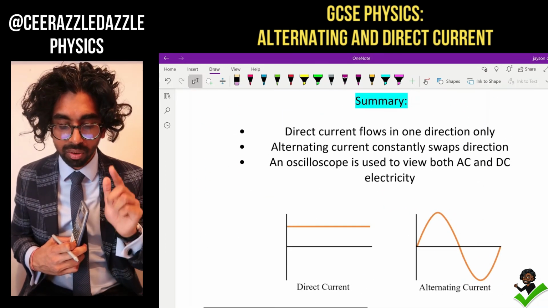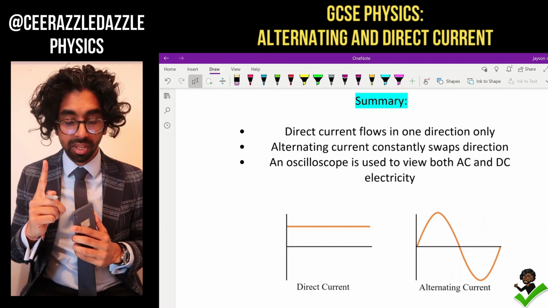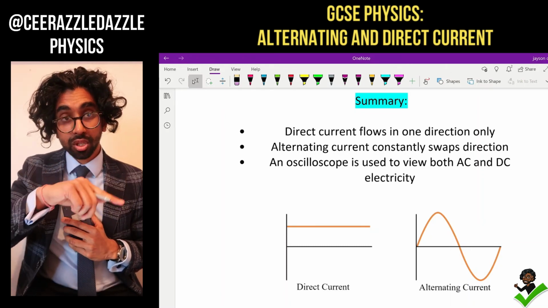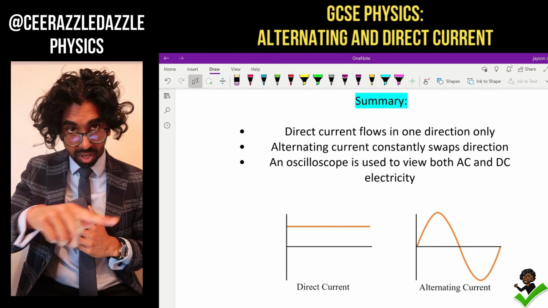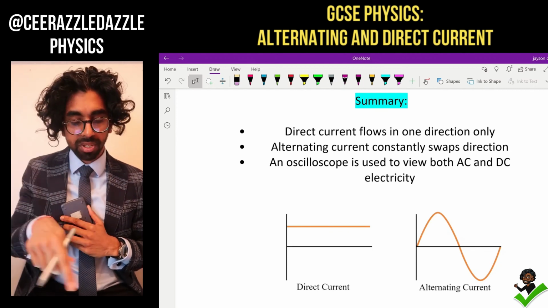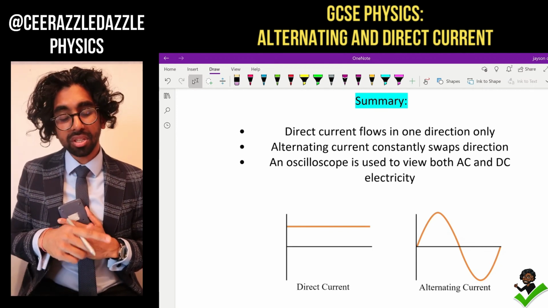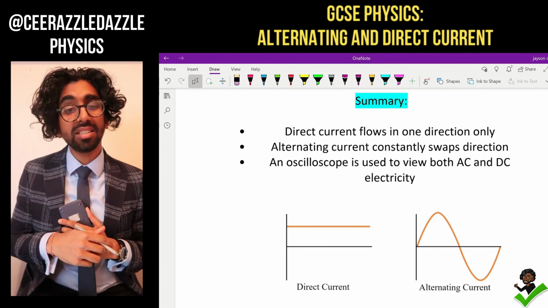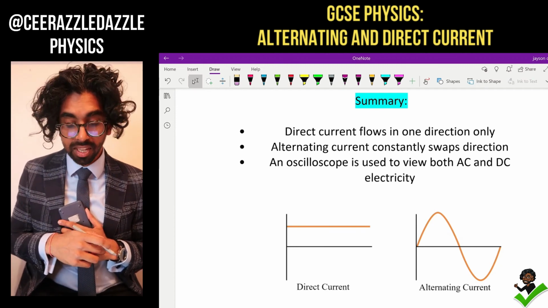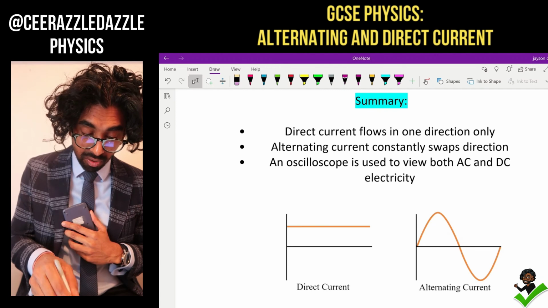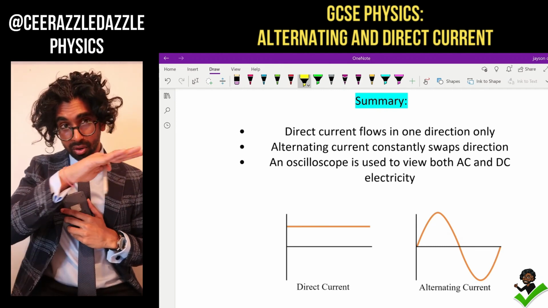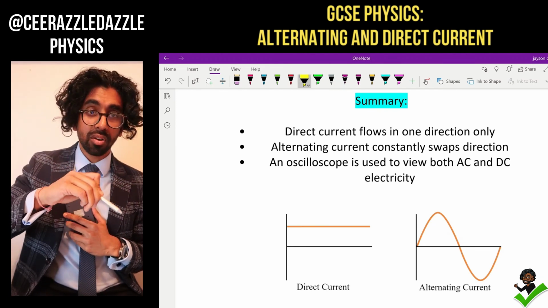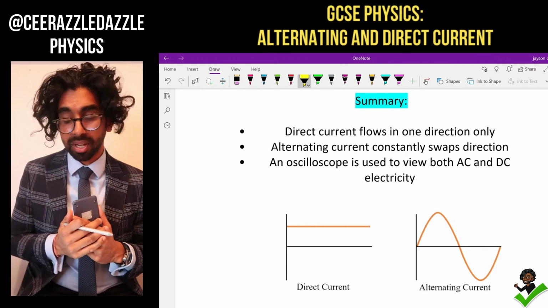Now, summary. It's going to be the following. Direct current flows in one direction only. Alternating current constantly swaps direction. It goes one way and swaps and swaps and swaps again. An oscilloscope is used to view both AC and DC supplies, and the direct current graph looks like a horizontal line. The alternating current goes up and down like a transverse wave.